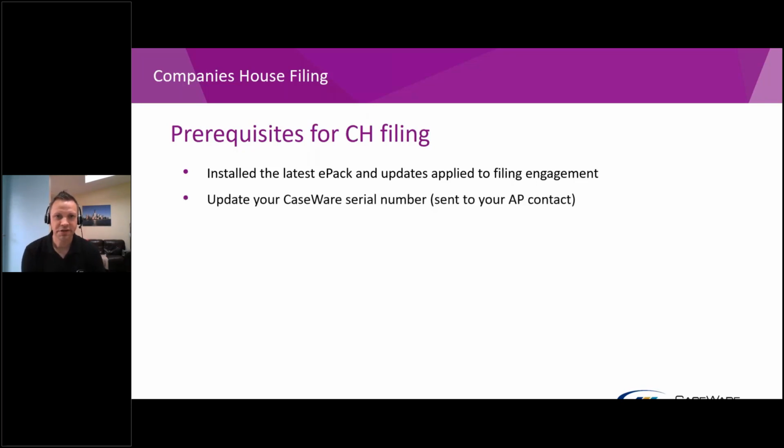Now, as and when you get a Companies House filing license from us, we will issue you with a new serial number. So it's quite important that you update your serial number, which would have been sent to your CaseWare contact, your AP contacts, we refer to them. So if you don't have that to hand, if you contact your systems administrator, then hopefully they will have that. If not, then if you contact our technical support team, then we'll be able to give you those details.